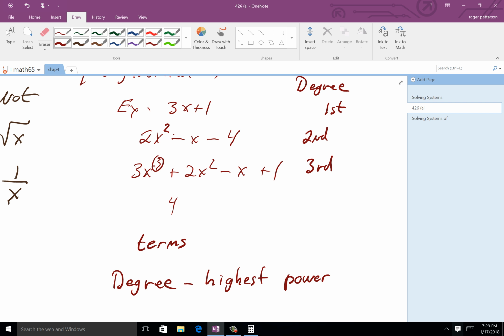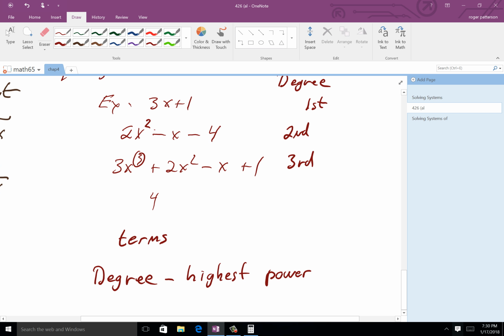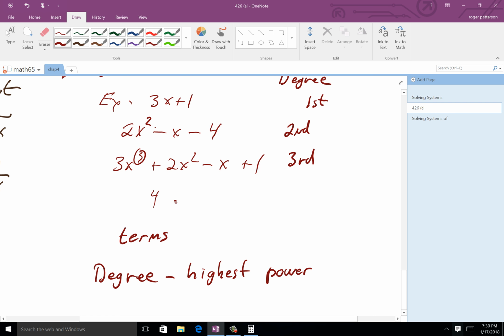Okay, I see also that they ask about monomial, binomial, and trinomial. So mono means 1, so this would be a monomial. Binomial means 2, so this would be a binomial. And trinomial means 3, so this would be a trinomial. And I don't know if I've ever heard anybody say anything about ones with 4 terms. They don't call it a quadromial, never heard that.